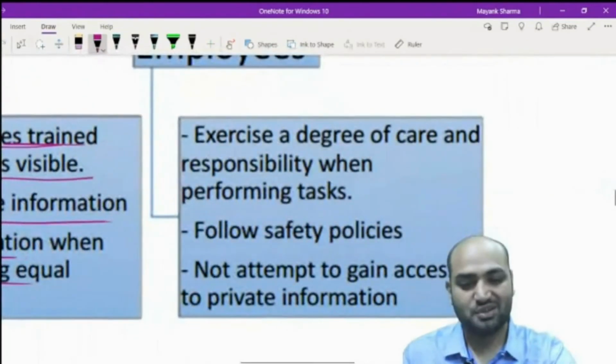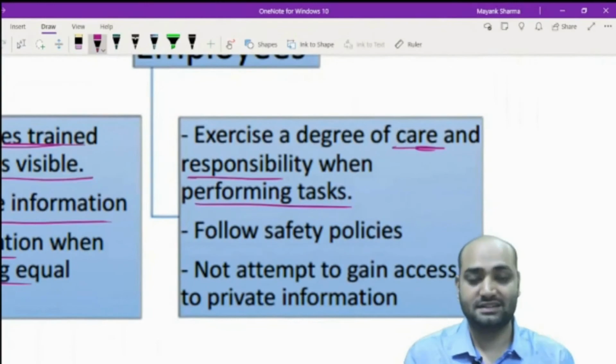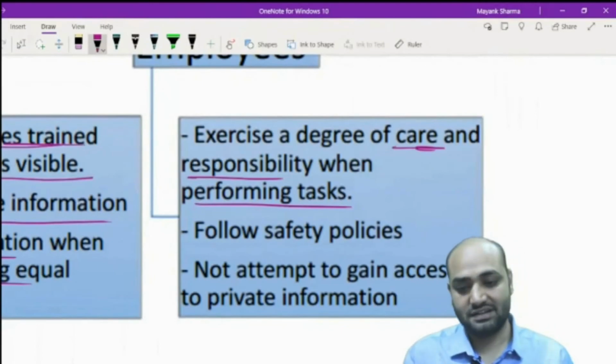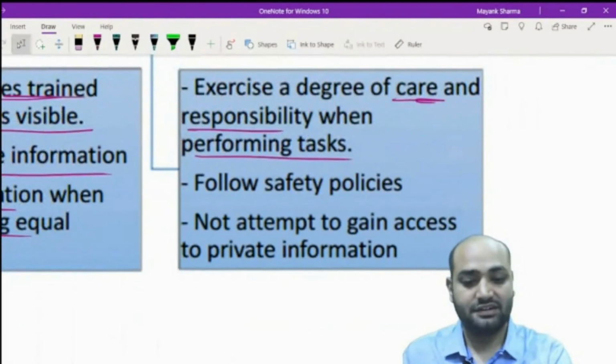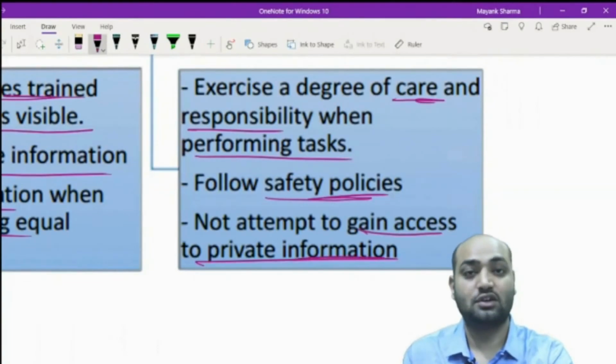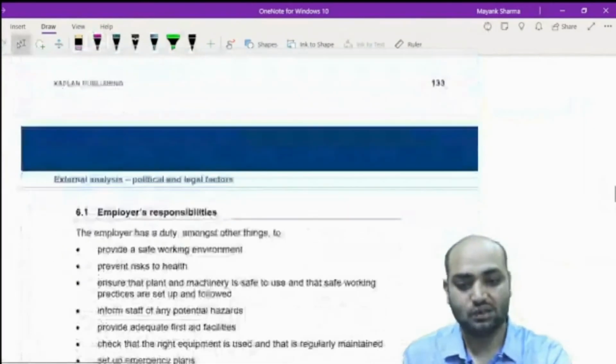Employees' responsibility is to exercise a degree of care and responsibility when performing their tasks. So if they are not careful, they are negligent, they might get injured or others may get injured as well. Their responsibility is to follow the safety policies and not attempt to gain access to private information which they are not authorized to. So these are some of the employees' responsibilities. We'll read more here.